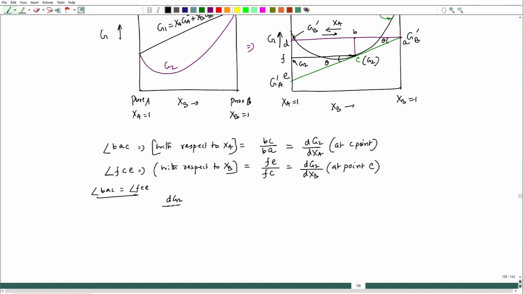dG2/dXA equal to dG2/dXB at point C. So, now equal to FE divided by FC. So, FE is nothing but GA prime minus G2, divided by FC, which is nothing but XB at point C.